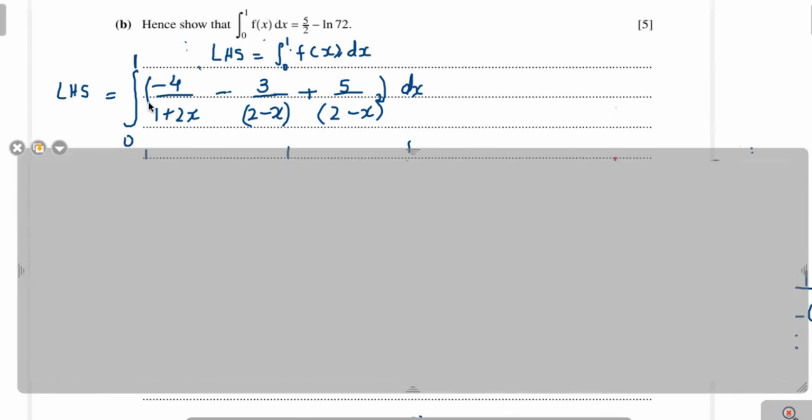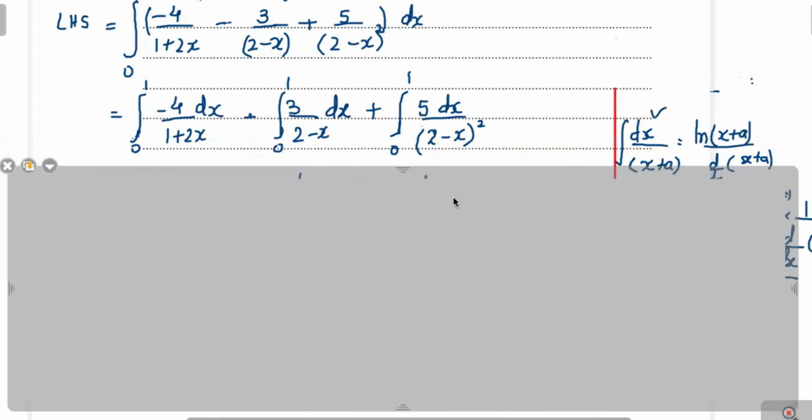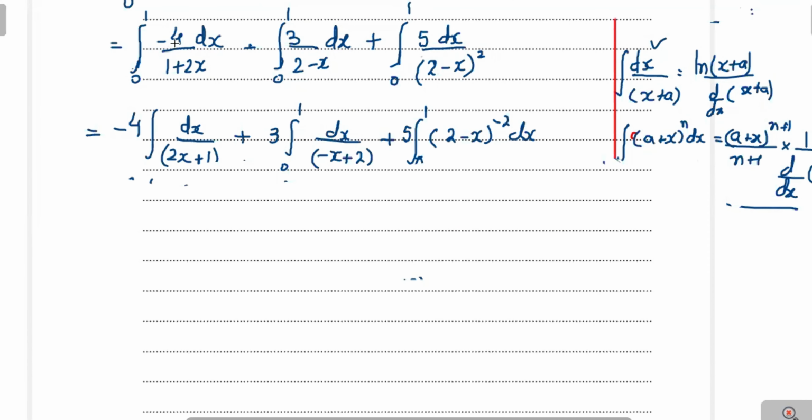Question 9 part B: hence show that the integral from 0 to 1 of f of x dx equals 5 over 2 minus ln 72. Now you see the left hand side of this equation is the integral from 0 to 1 of f of x dx. Firstly, we write the left hand side: the integral from 0 to 1, and the f of x value is minus 4 over 1 plus 2x minus 3 over 2 minus x plus 5 over (2 minus x) whole squared, into dx. Now we take the integration. Minus 4 into the integral from 0 to 1 of dx over 2x plus 1, minus 3 into the integral from 0 to 1 of dx over minus x plus 2, plus 5 into the integral from 0 to 1 of (2 minus x) to the power minus 2 dx. Now we start the integration.